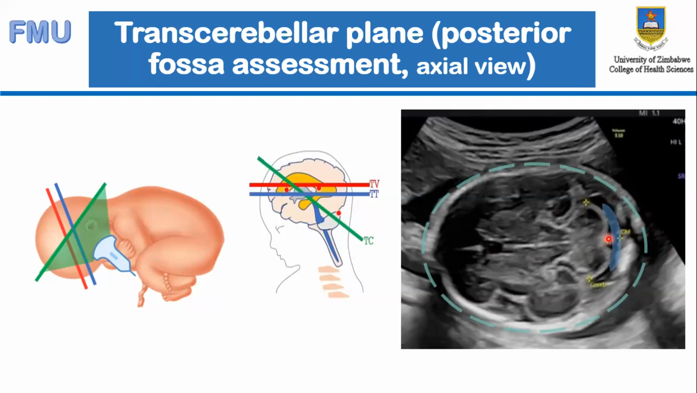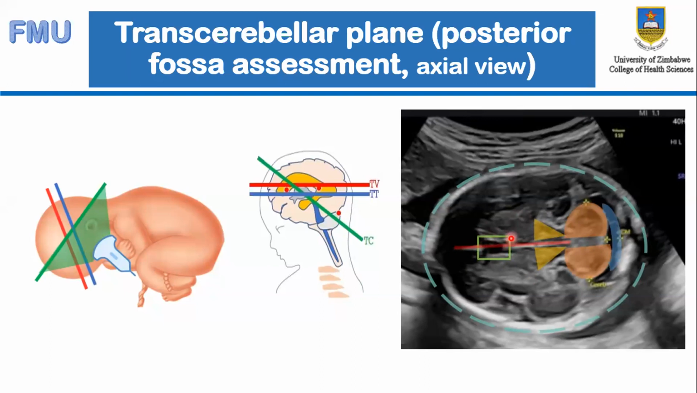Then we want to see the two cerebellar hemispheres, and we also want to see the vermis. So beginning from 20 weeks when we do the scan, there shouldn't be any communication between the fourth ventricle, which lies somewhere over there, and the cisterna magna. Then we also want to see the thalamus, and we also want to see the cavum septum pellucidum, which appears as a rectangular hypoechoic area in the anterior aspect.